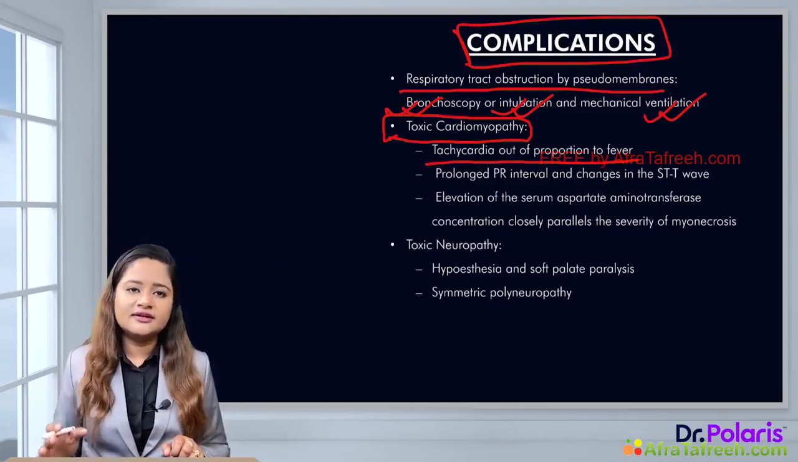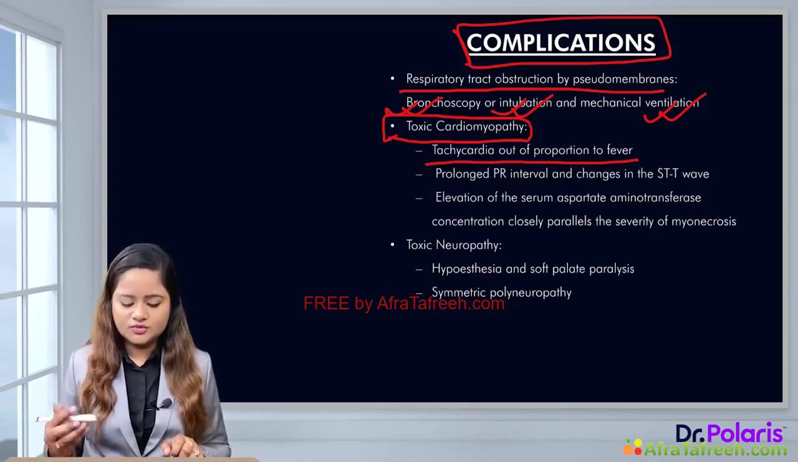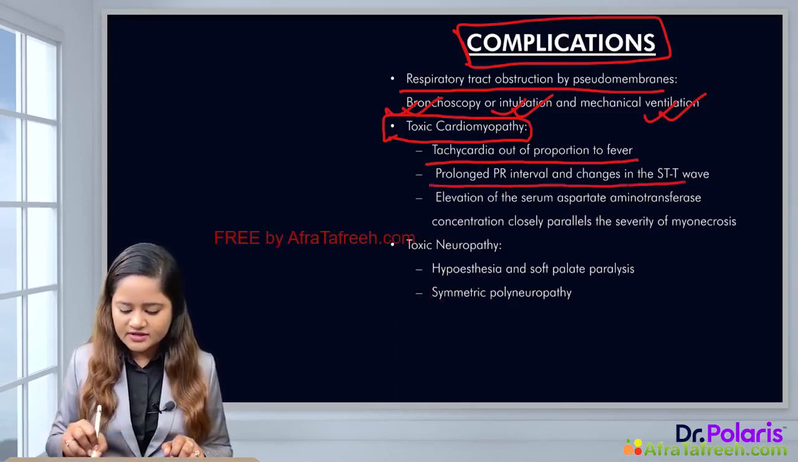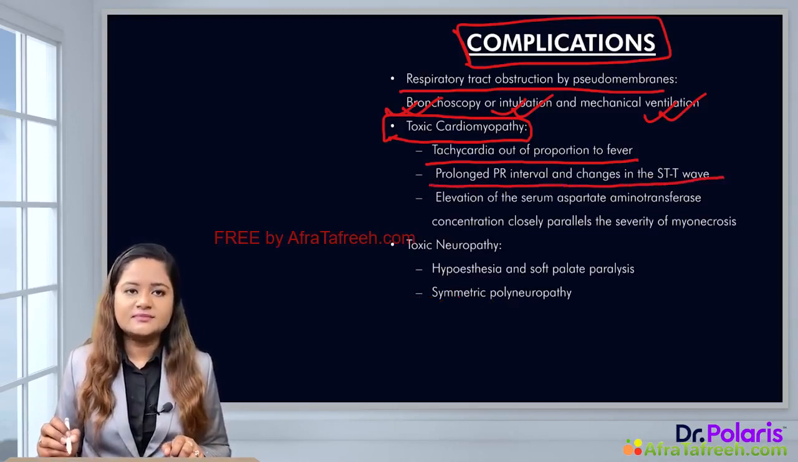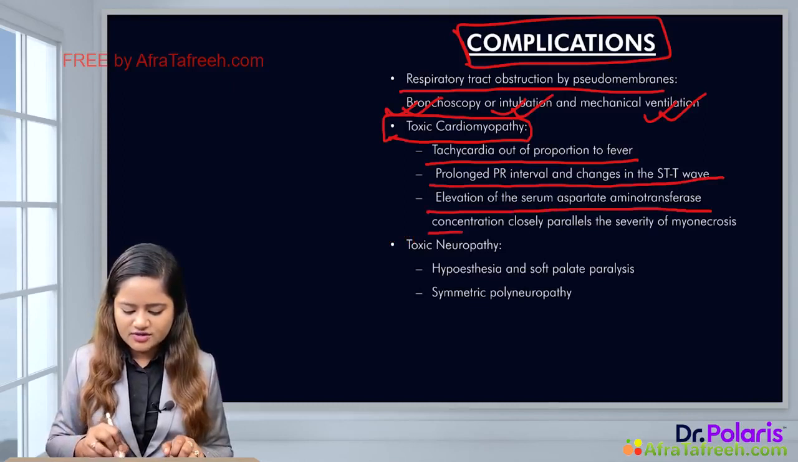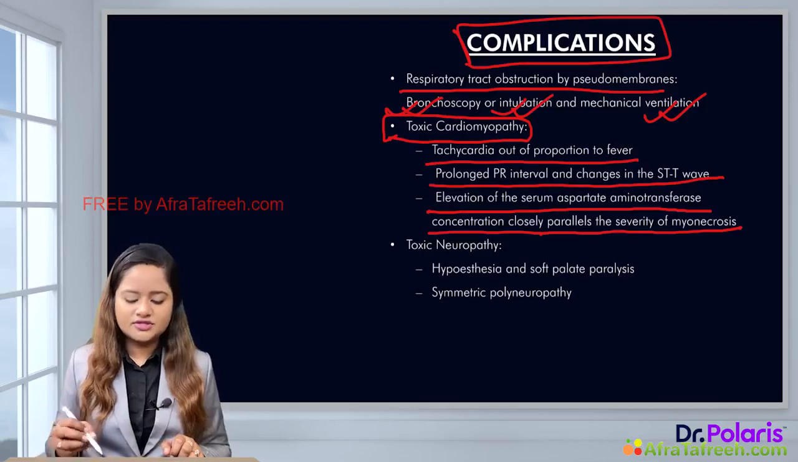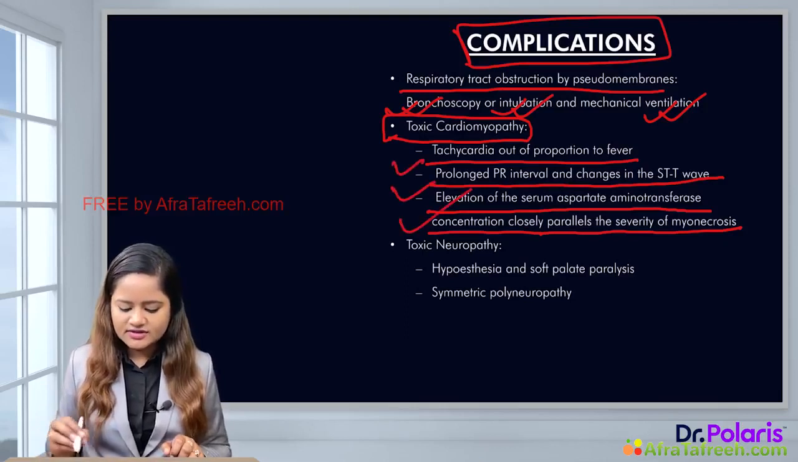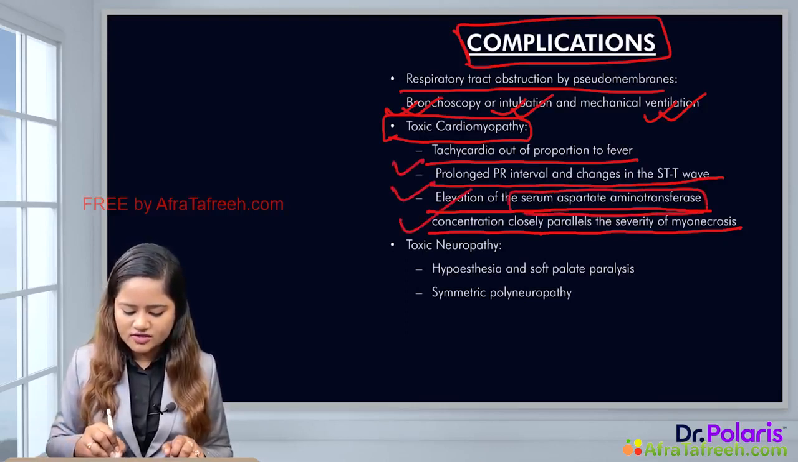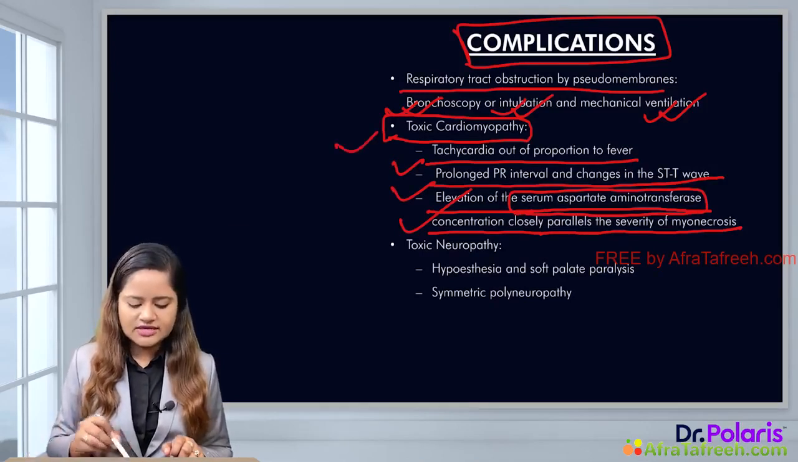So depending on the degree of fever, even if it is around 99 or 100 degrees, it can result in undue tachycardia. That means the heart rate would be out of proportion. It could be more than 200, 210, 220 also. Prolonged PR interval and changes in the ST-T wave can be seen on the ECG. Elevation of the serum aspartate aminotransferase concentration closely parallels the severity of the myonecrosis. So on doing the tissue evaluation, we can see it has elevated serum aspartate aminotransferase levels. So these are the methods by which we can see the demonstration of toxic cardiomyopathy.